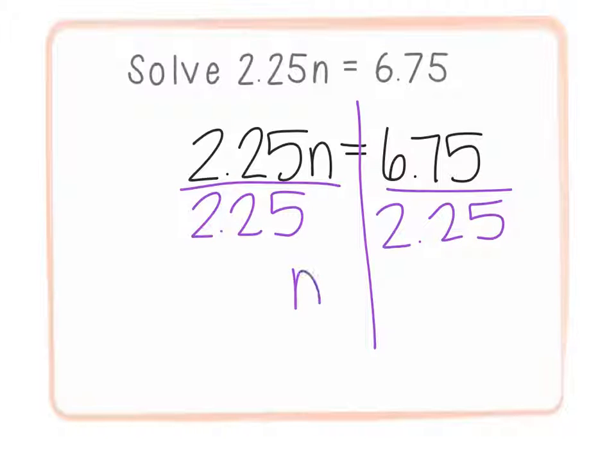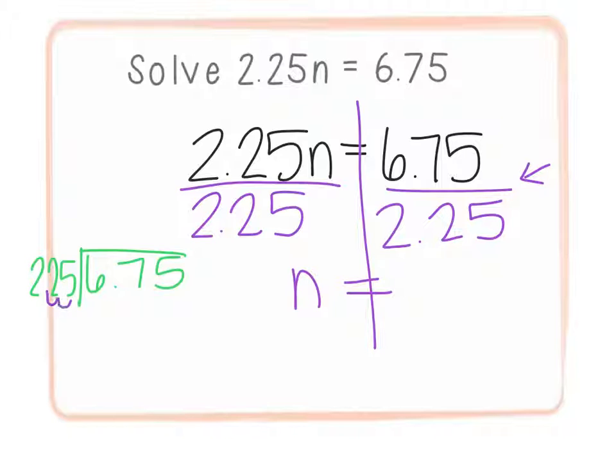And I'm left with n over here. And boys and girls, be careful that you don't subtract or add or do anything like that. This line means divide. So I have to take 6.75 and divide it by 2.25. If I move my decimal over, it's now right here. And I want to know how many times 225 goes into 675. Again, I'm going to round or estimate how many times 200 goes into 600, and I'm going to say about 3 times.